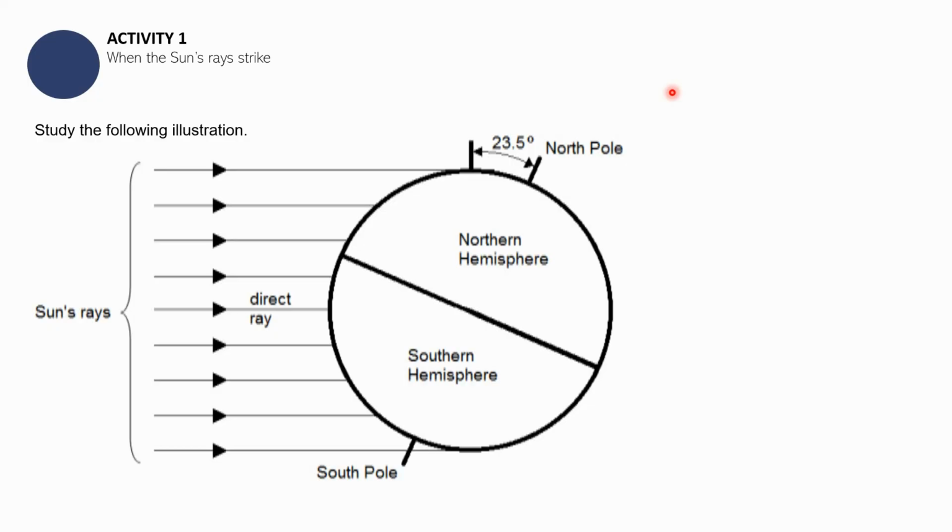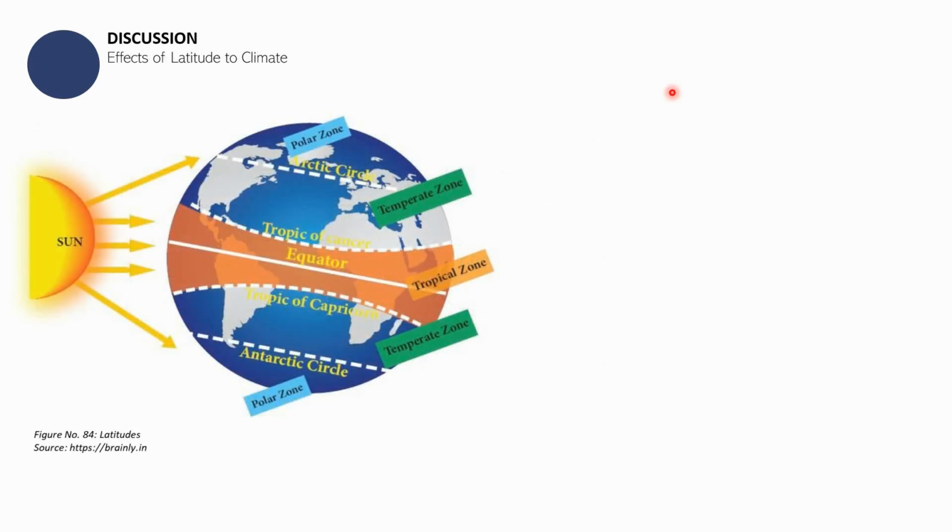Ayan. Okay, so yeah, we're done with activity number 1, when the sun's rays strike. Do you have questions? If you have questions, we'll be addressing them through the comment section. So you can drop your question in the comment section. Okay, let us now proceed with the next and last part of this session, which is a discussion about the effects of latitude to climate.